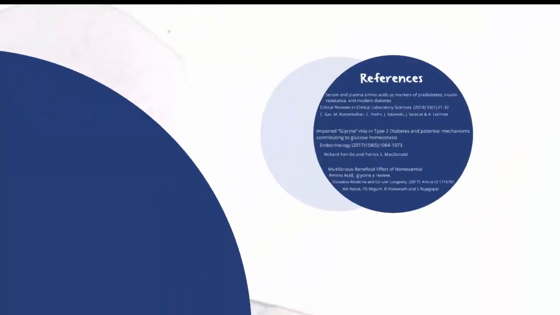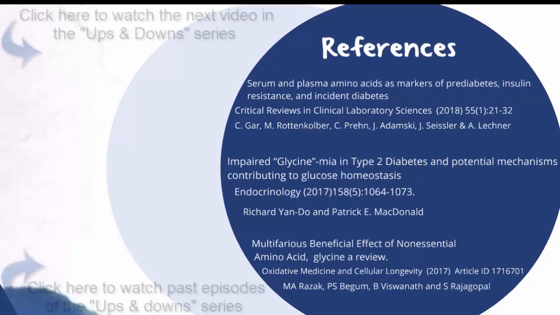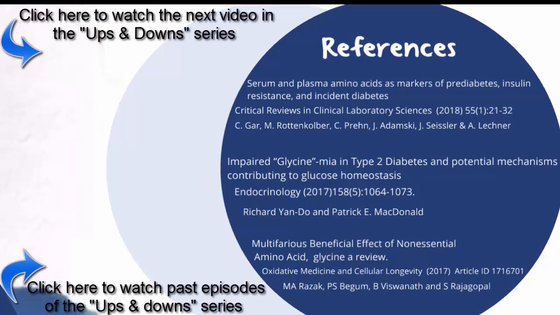Here are a few of the journal articles I've used to tell the glycine story. Glycine is just one of hundreds of chemicals in the body that are amiss if you're suffering from metabolic syndrome.